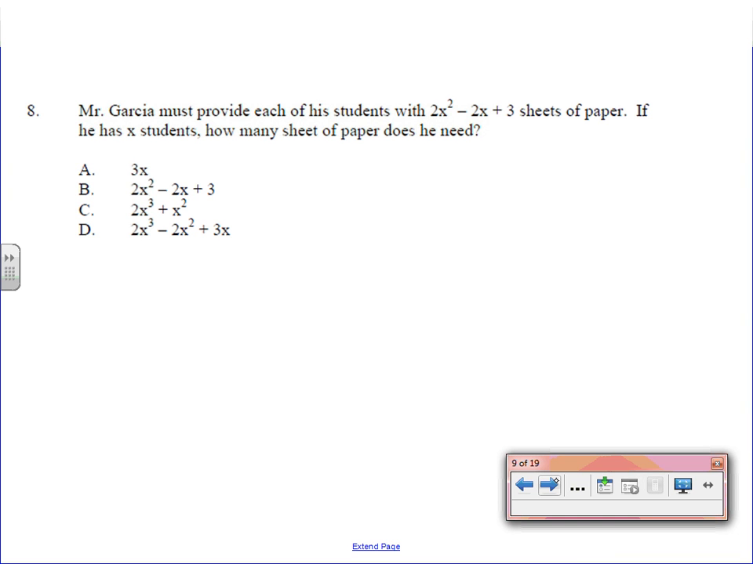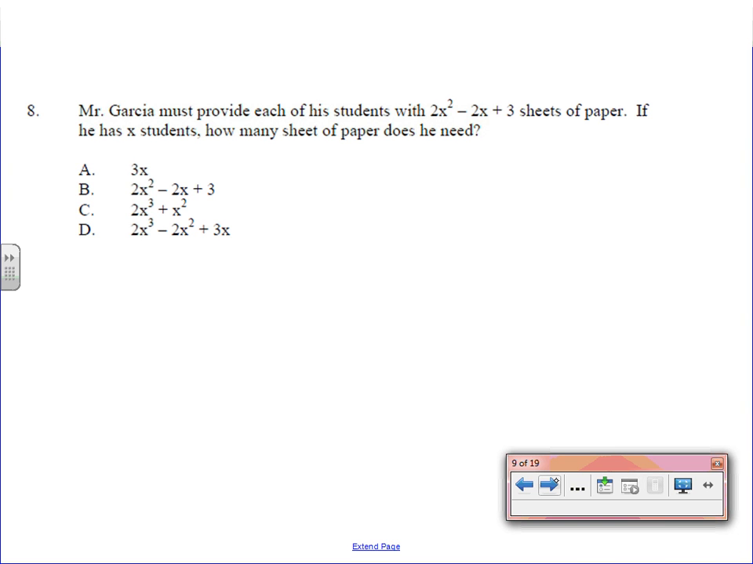All right, next one, number 8. Mr. Garcia must provide each of his students with 2x squared minus 2x plus 3 sheets of paper. If he has x students, how many sheets of paper is he going to need? Well, let's make it a little bit easier than that. If I told you guys that each of you needed 5 sheets of paper, and I told you I had 3 students, how many pieces of paper am I going to need? 15. How did you find 15? You multiply. All right, that's exactly what we're going to do here.